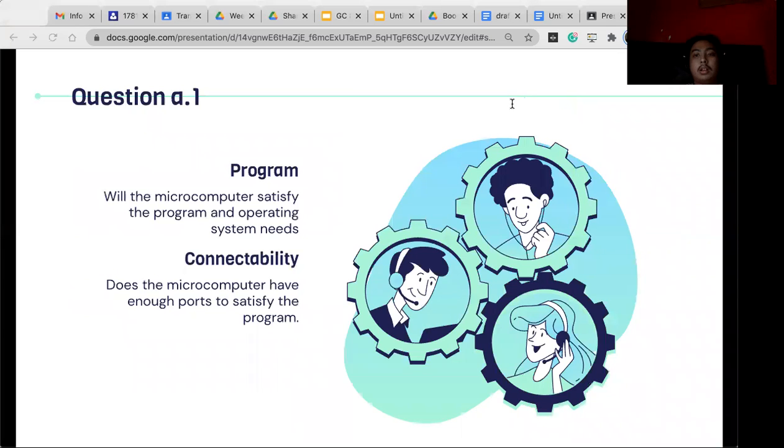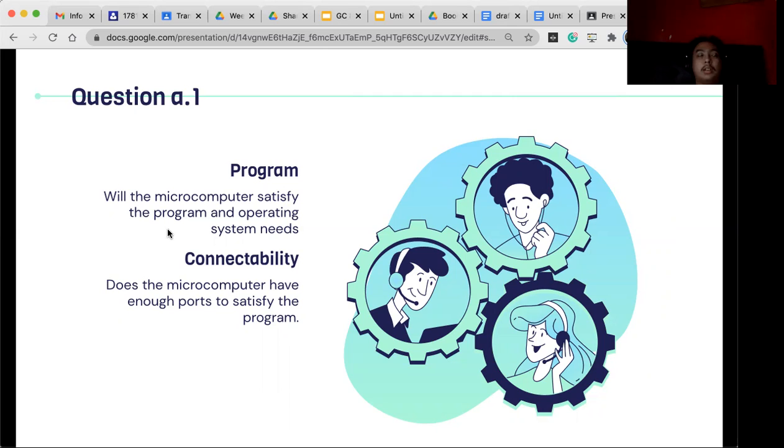which is about when acquiring microcomputers for various departments in an organization, describe the factors related to the computer hardware that need to be considered during the initial design and setup phase of the microcomputer environment. So first is the program. They have to analyze whether the microcomputer will satisfy the program.